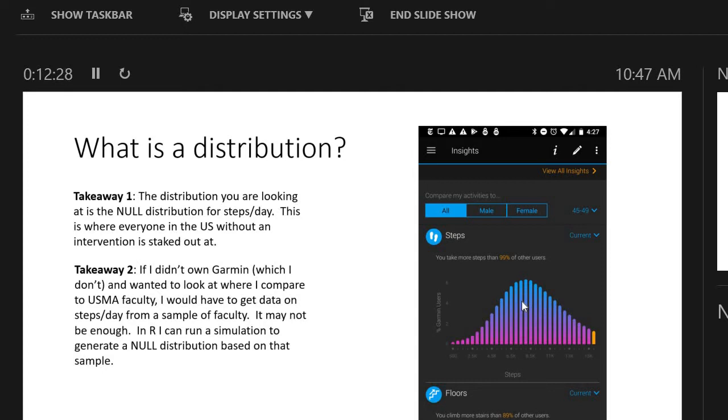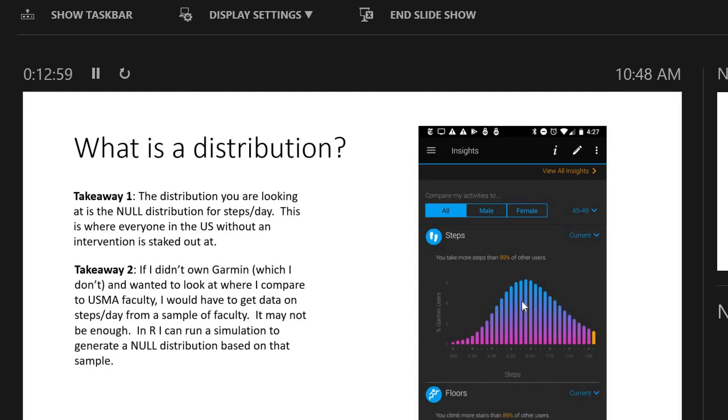If I didn't own a Garmin, I do actually, I don't know why I said I don't. And if I wanted to look at USMA faculty, I'm comparing myself to a different population. I'd have to get steps per day from USMA faculty. And their distribution, I would think, would be much different than what I'm looking at when I'm looking at everybody in the US. It may not be enough. That's the problem with us. Sometimes when we collect, I got all your group spreads now, that might not be enough.